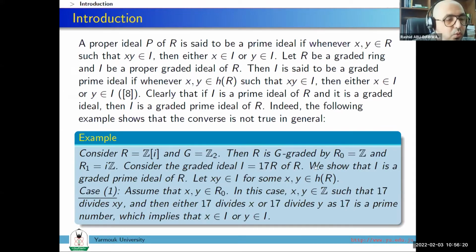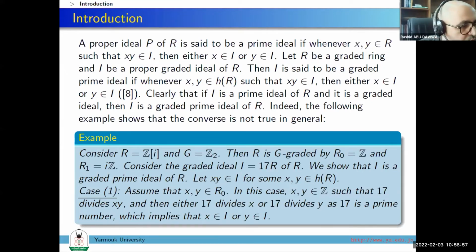We take two elements from h(R) such that the product belongs to I. We are going to show that either x belongs to I or y belongs to I. So when you take two elements from h(R), the components are just two components, R0 and R1. So we have three cases, in fact: either both elements from R0, or both elements from R1, or one from R0 and one from R1.